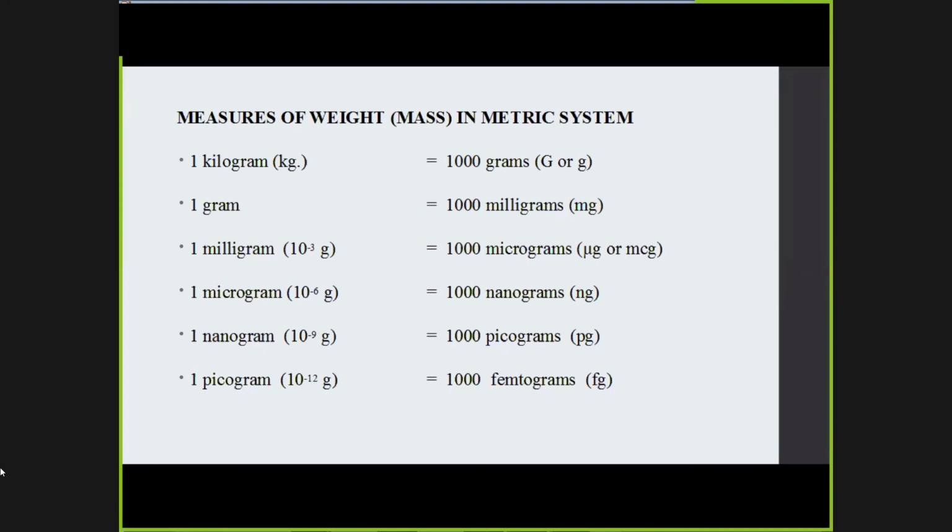Coming on to essential medicines. Essential meaning it should be required at all times, available in the right dose, right formulation. In context to the health system, you would be learning this terminology even in preventive and social medicine also.